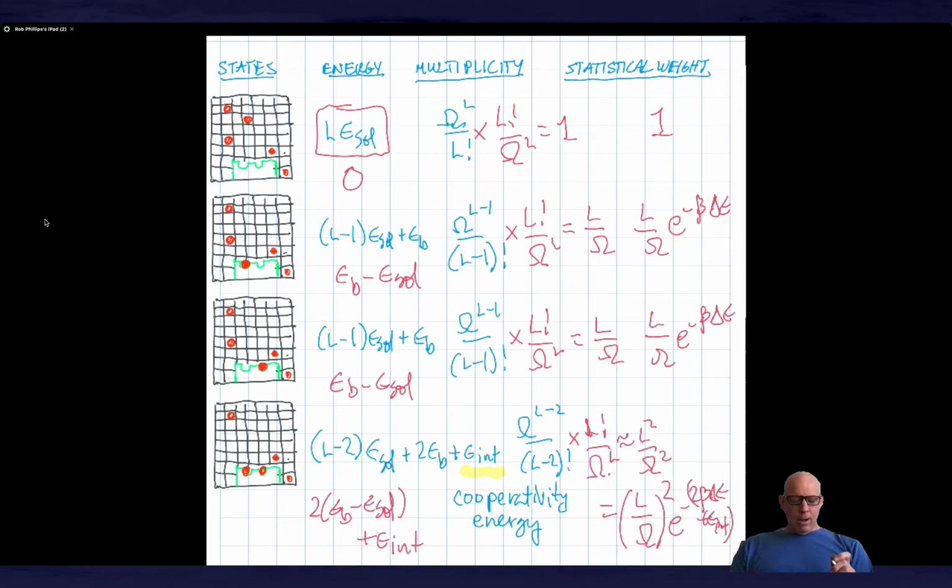So then I also noted that I am always free to multiply multiplicities by any factor I want.